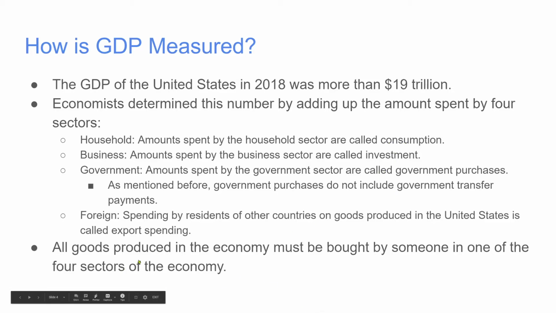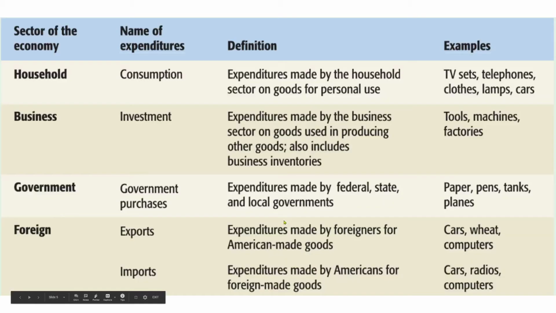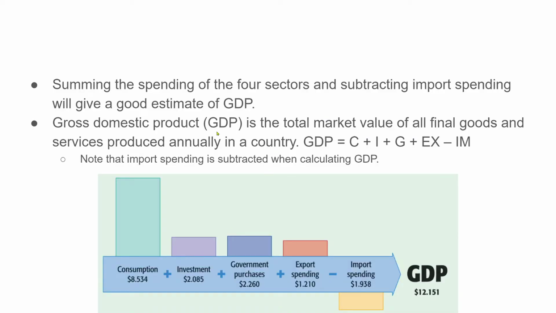All right. So anything that's produced has to be bought by somebody in one of the four sectors. So here it is broken down again. Now foreign is separated. There's exports and imports, and I'm very confident that you guys know the difference between the two. So the spending of the four sectors, and then you subtract the import spending. That's how you figure out what your GDP is. So you take consumption, you add the investment, you add government purchases, you add export spending, and then you subtract import spending, and that gives you whatever your GDP is.